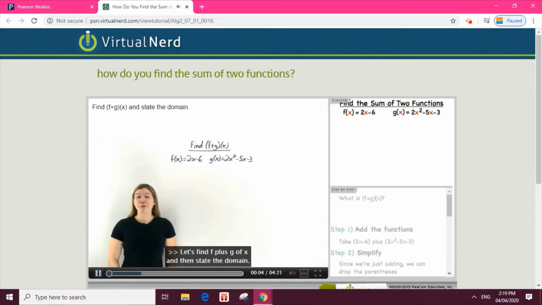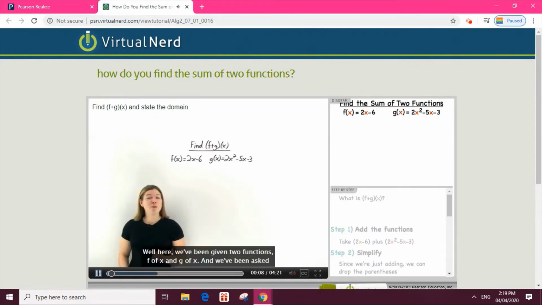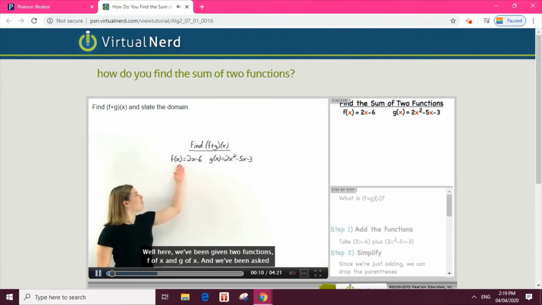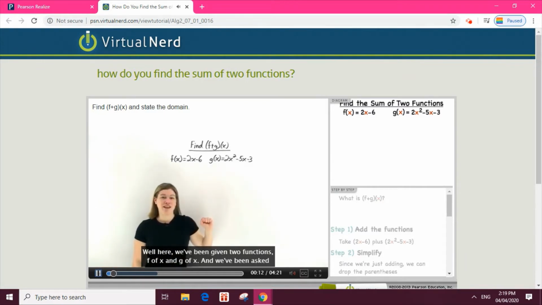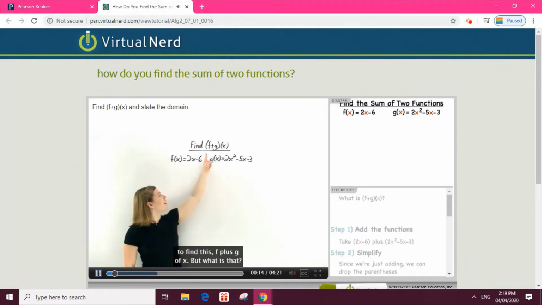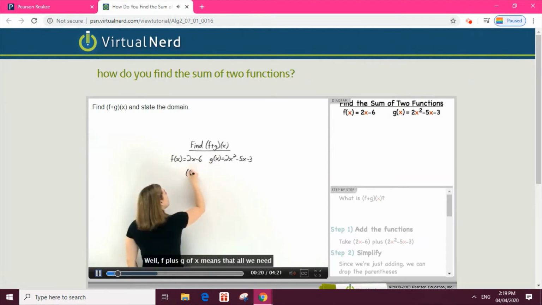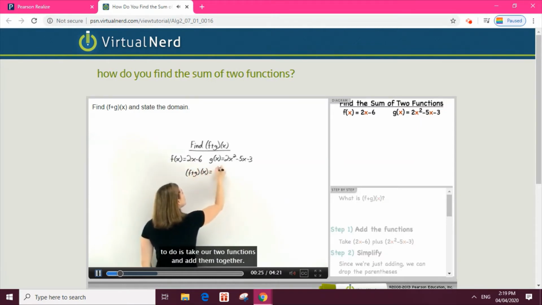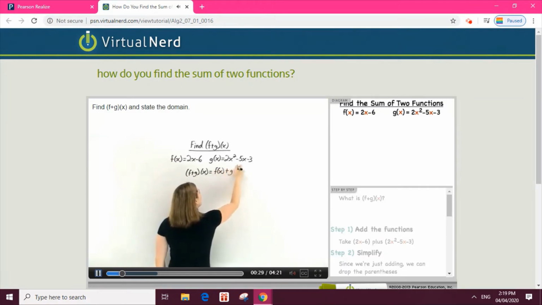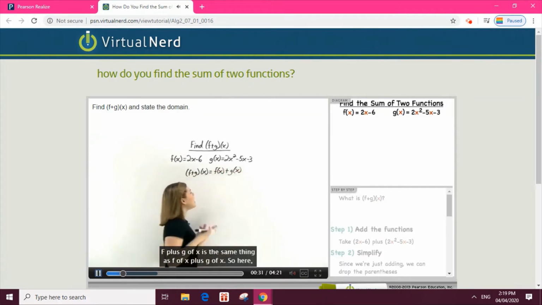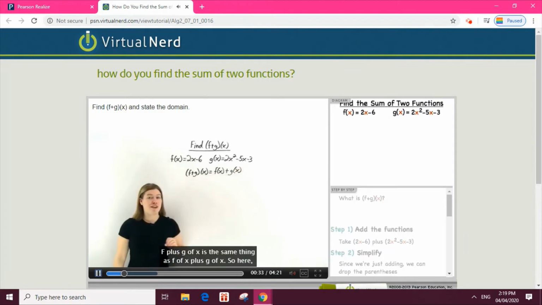Let's find f plus g of x and then state the domain. Well, here we've been given two functions, f of x and g of x. And we've been asked to find this, f plus g of x. Well, what is that? Well, f plus g of x means that all we need to do is take our two functions and add them together. F plus g of x is the same thing as f of x plus g of x.